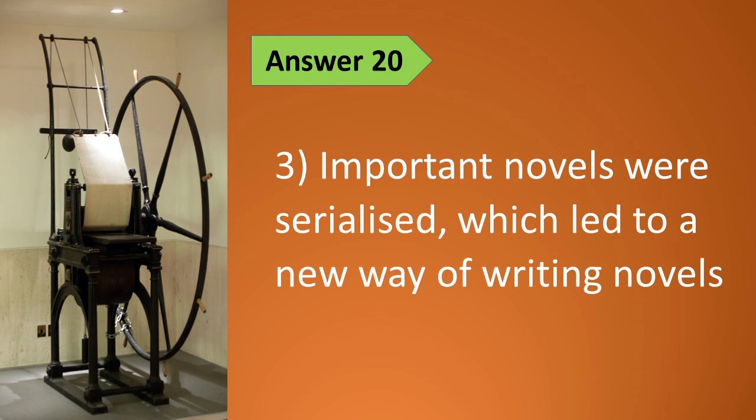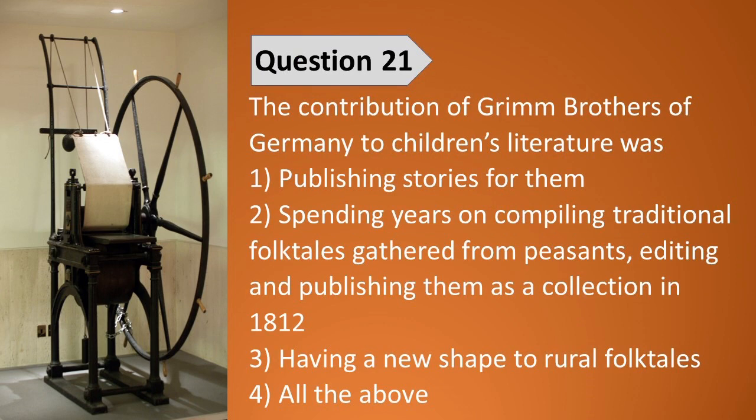Answer to question number 20 is, important novels were serialized, which led to a new way of writing novels. Question number 21 is, the contribution of the Grimm brothers of Germany to children's literature was, first is publishing stories for them. Second is spending years on compiling traditional folktales gathered from peasants, editing and publishing them as a collection in 1812. Third is giving a new shape to rural folktales. Fourth is all of the above.